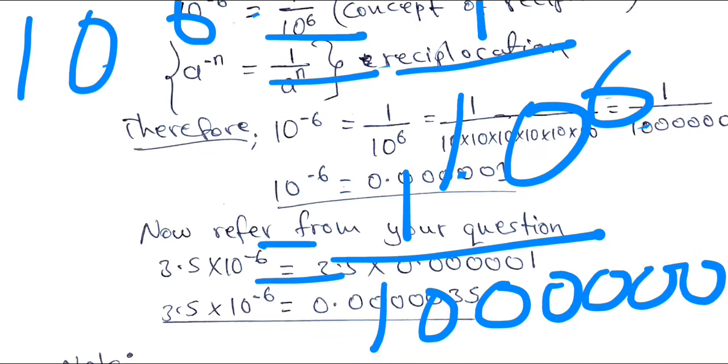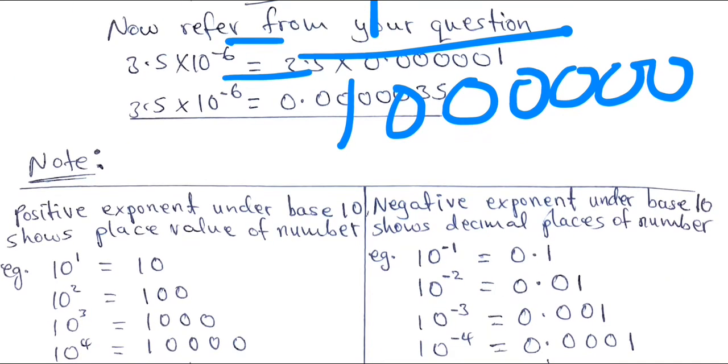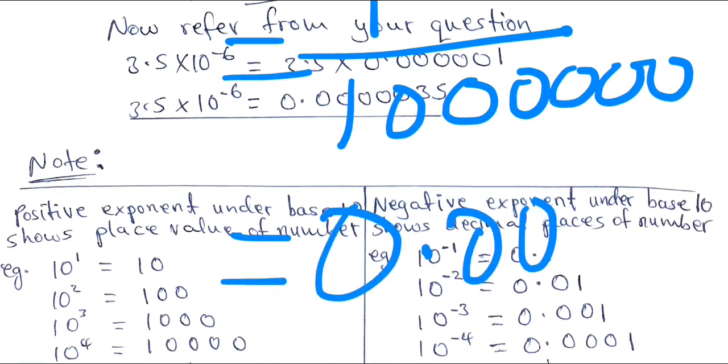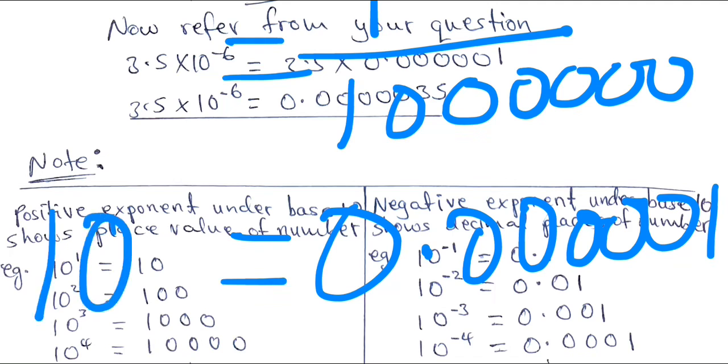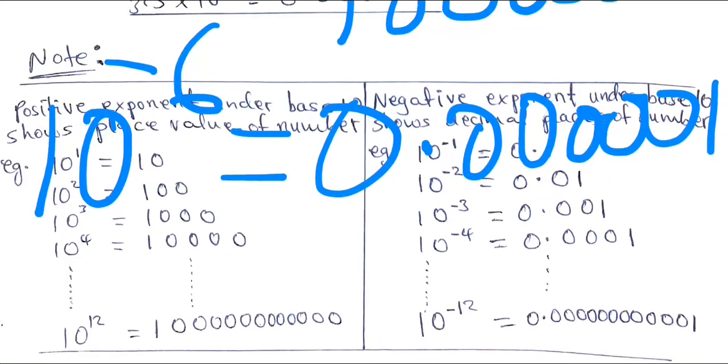The same as 1 million, because when you take 10 times 10 times 10 times 10 up to 10 exponent 6, we find 1 over 1 million. When you divide, you will find it equals 0.000001. So this is the value of 10 exponent -6. Referring to your question, you plug in the value of 10 exponent -6.